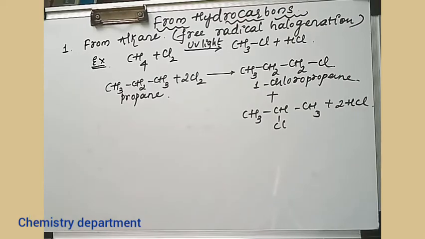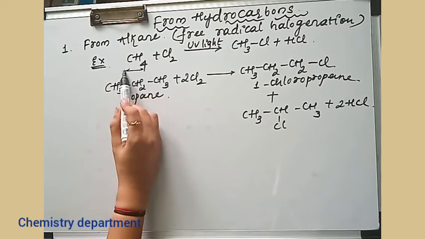The last method of preparation of haloalkanes is from hydrocarbons. Here you can use 2 kinds of hydrocarbon. One is alkane and the other one is alkene. First we'll see how we can prepare the haloalkanes by using alkanes. The method that you are going to learn here is the free radical mechanism, or free radical halogenation, which will be taking place here.